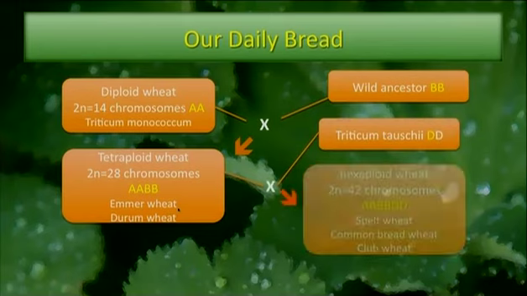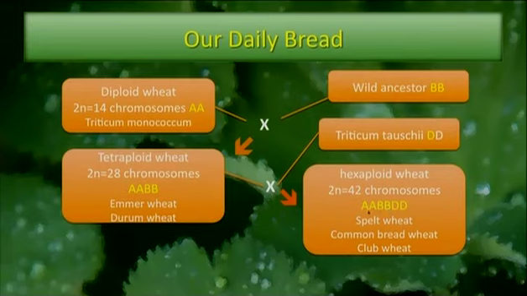Then you had another cross with another species. Then you ended up with a hexaploid wheat with 42 chromosomes. So you had 6 sets of chromosomes. So this led to what they call spelt wheat, bread wheats, and what they call club wheat.